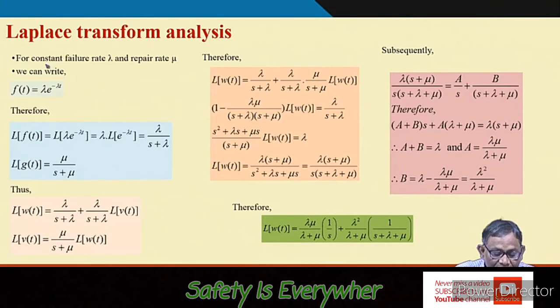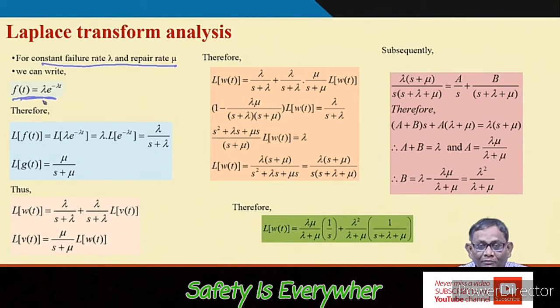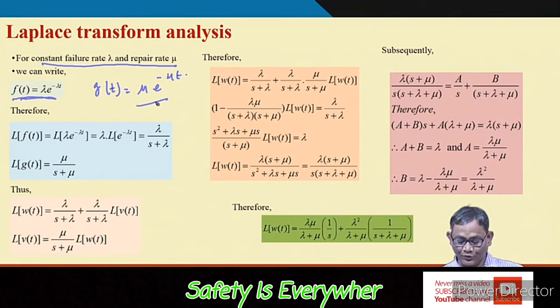We will consider constant failure rate and repair rate. So, if the failure rate is lambda, then this is basically the exponential distribution from the failure point of view. Similarly, you can find gt from the repair point of view, it will be mu e to the power minus mu t. Okay. So, in order to use the Laplace transformation, what different Laplace transforms are required? One relates to ft, another relates to gt. Because we do not know vt and wt, that is what we will be computing.